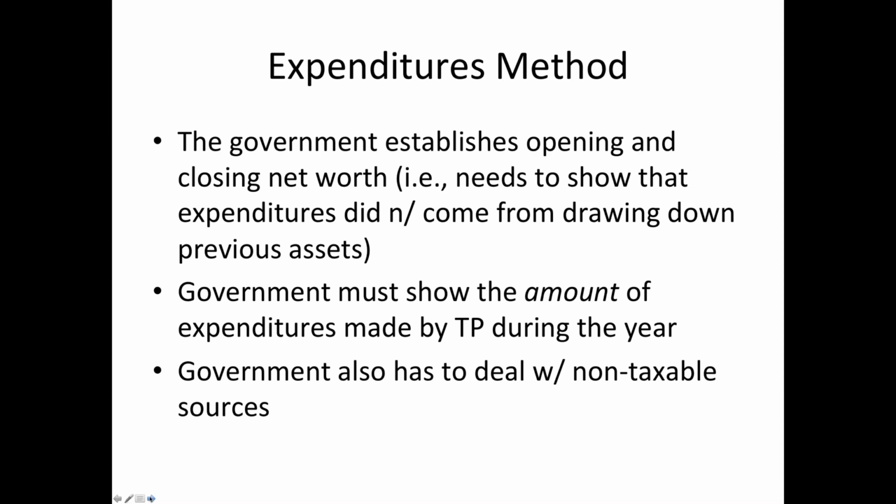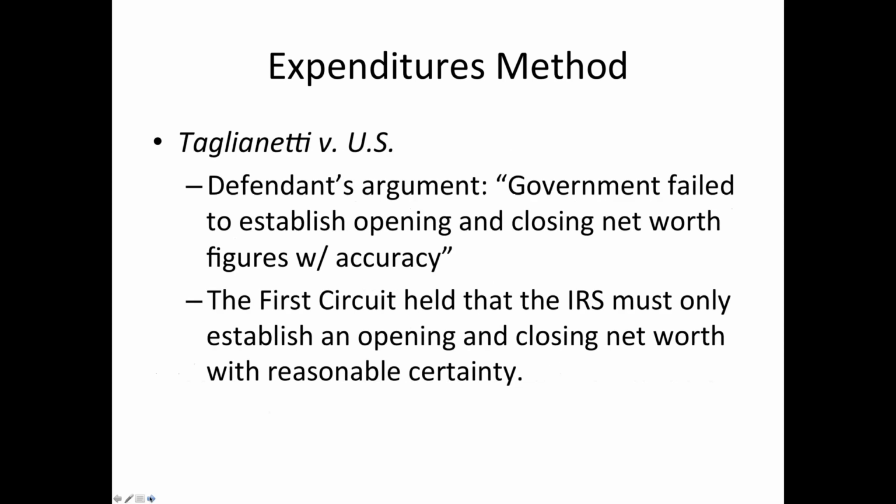The government has to show the amount of expenditures made by the taxpayer during the year. The government also has to deal with non-taxable sources here. So as you can see, there is a lot of work that the government must do in order to build up its case for expenditures. And we have a case here, Taglianetti versus United States. If you Google it, it usually comes right up under Justia law, I believe.